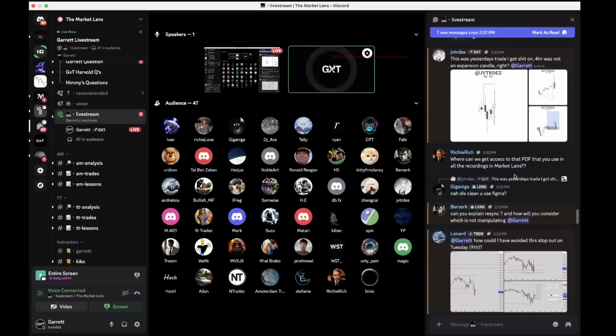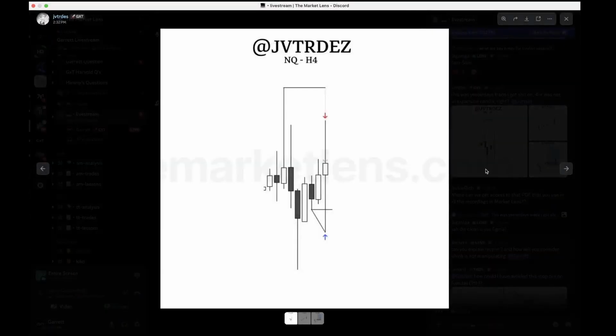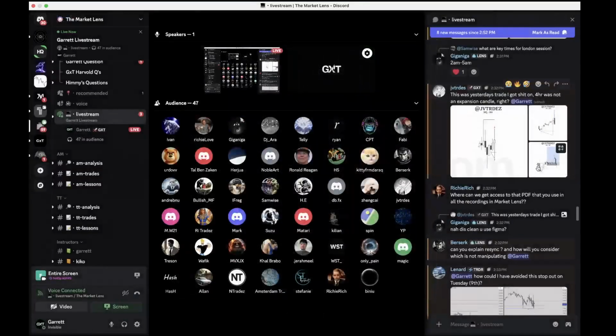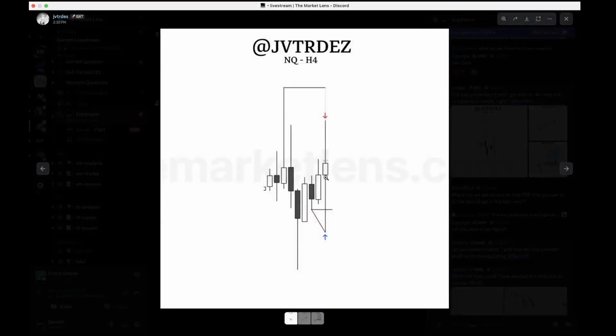But anyways, this was yesterday. I got shit on where I was, not in an expansion candle, right? Yeah, it's definitely not, but this is CPI, right? Was it CPI? Am I tripping? Yeah, yesterday was CPI, right? So it's definitely a news event.